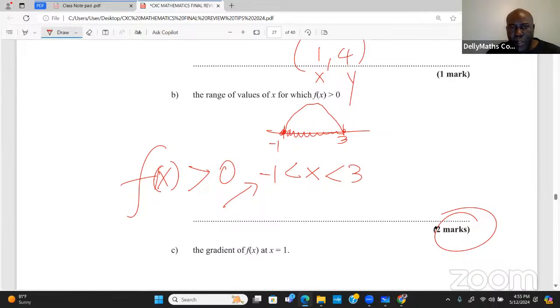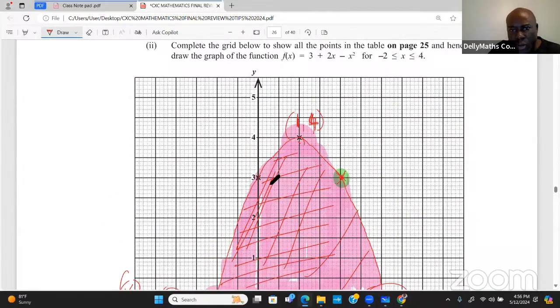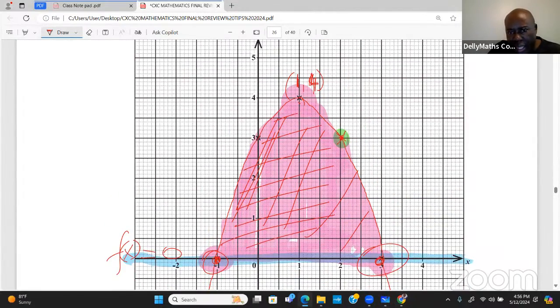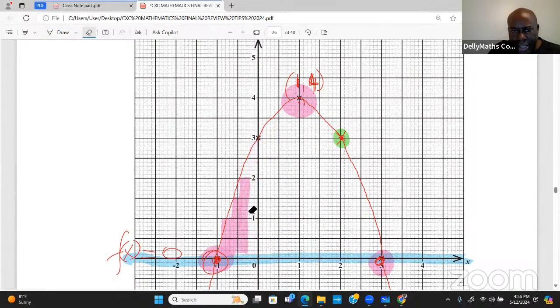Let's keep going. Let's see what else. More questions are coming up, as you can see. So we said C. C says we want to find the gradient when f of x is equal to 1. When f of x is equal to 1, guys, we have to take into consideration this. My graph is a little bit ugly, but I'm going to grab it. Let me take off the shading from the graph and then answer this question.